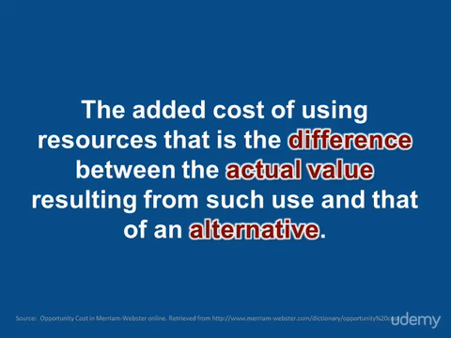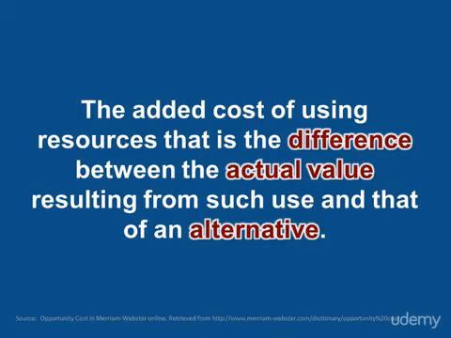According to the Merriam-Webster Online Dictionary, an opportunity cost is the added cost of using resources, that is the difference between the actual value resulting from such use and that of an alternative. Well, we know that opportunity cost is a type of cost, but what is it? Basically, every decision you make in your project will have some kind of a cost implication. On the project, you have limited resources. You have both time and cost considerations. So that is what we are talking about here. That is the difference in value between choosing one path versus an alternative.